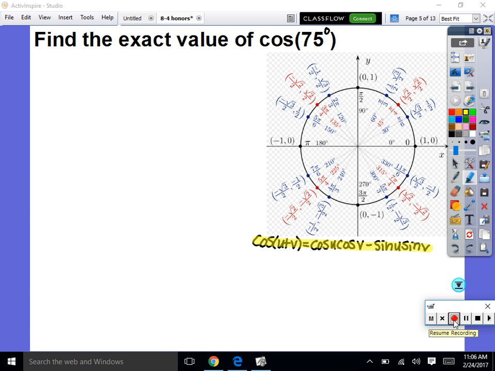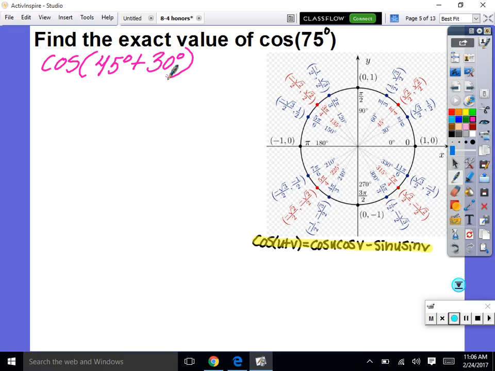So, for example, if I said to you, find the exact value of cosine of 75 degrees, you can actually take and rewrite this. So, notice right now you're like, well, that's not a special angle on my unit circle, correct, everybody? But we can actually take and rewrite this as a sum or difference of some special angles we have. So you do have to just use your brain a little bit. Isn't this the same thing as cosine of 75 degrees is the same thing as cosine of 45 plus 30, correct?